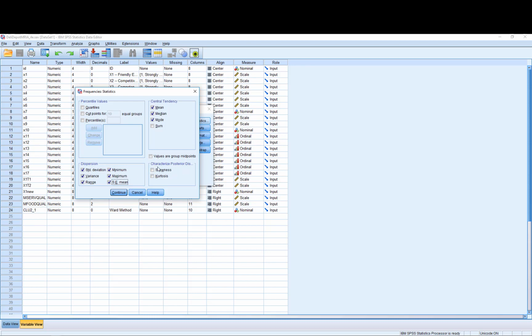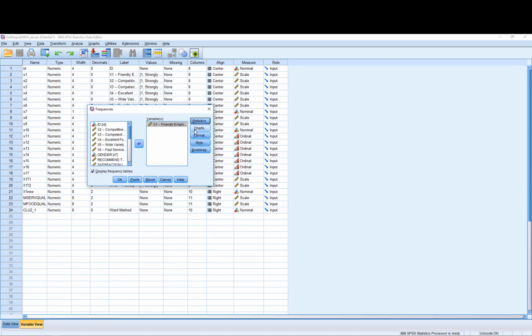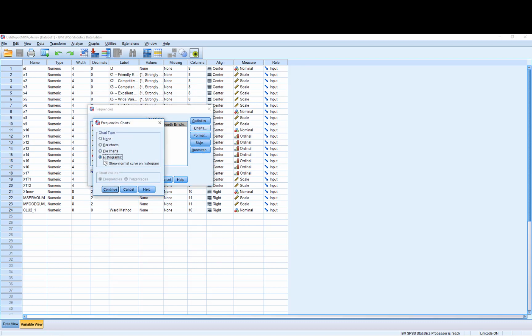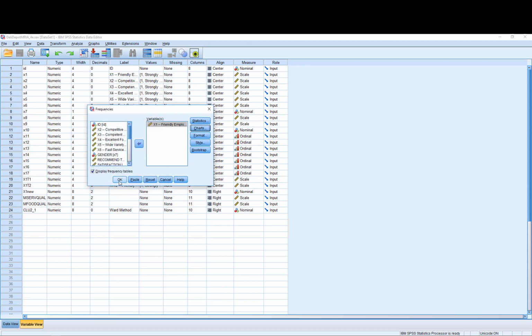And characterize posterior. I assume that's dispersion, but who knows. I select skewness and kurtosis, and I hit continue. Then I select charts, and I like the histogram and show normal curve on the histogram, and hit continue and select OK.